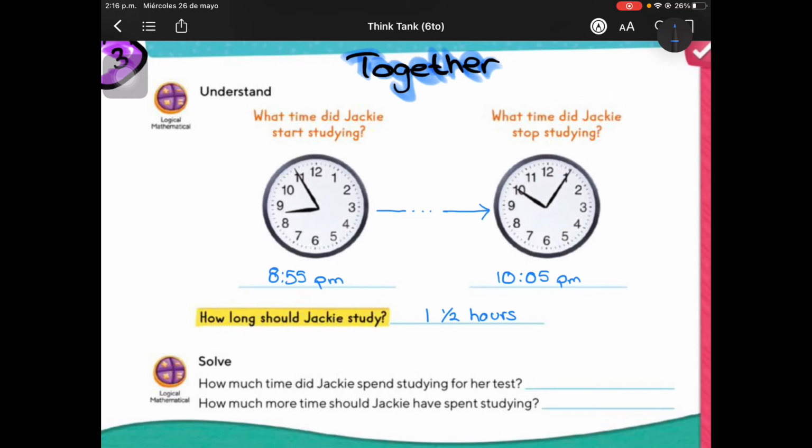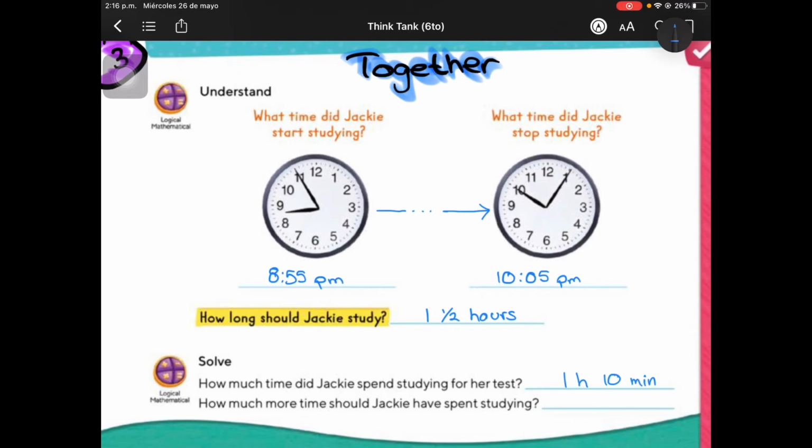Now, if your answer was 1 hour and 10 minutes, you are correct. If you count the minutes that passed between 8:55 p.m. to 10:05 p.m., it's just 1 hour with 10 minutes.